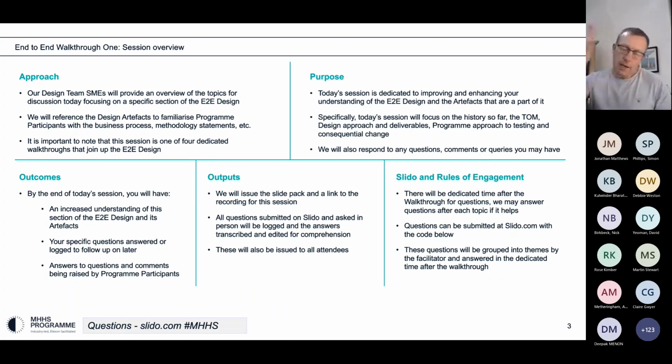And I nearly forgot, we're going to talk to you not only about the data integration platform or the DIP and testing, but also some things that are outside the scope of what we call consequential change.